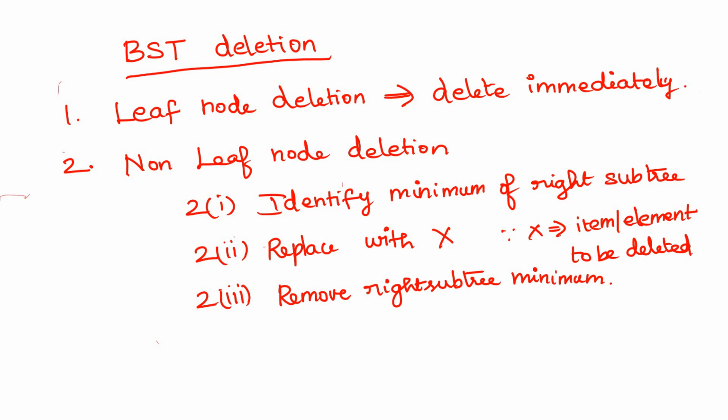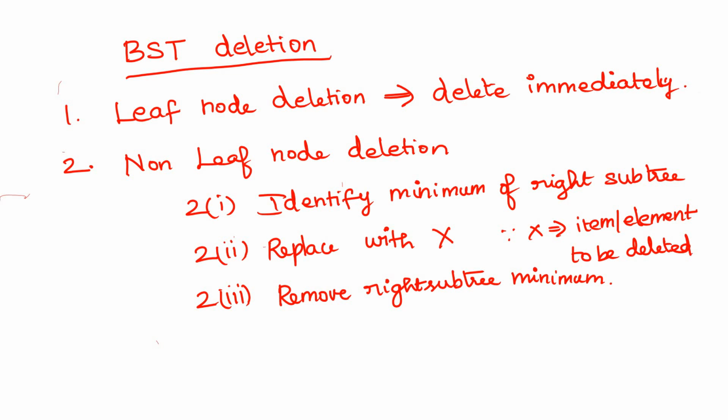We will see how the deletion happens in binary search tree. When we want to delete a leaf node, we can delete immediately. When we want to delete the non-leaf node, there are two criteria: one, the node which is having only one child, and the other, the node which is having two children. For both the non-leaf node deletions, the properties are same.